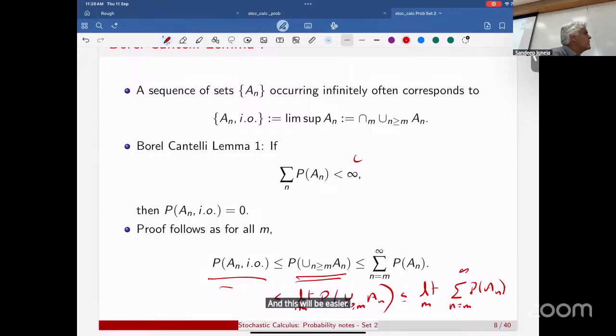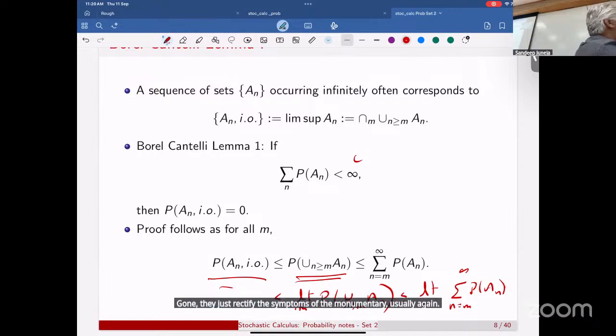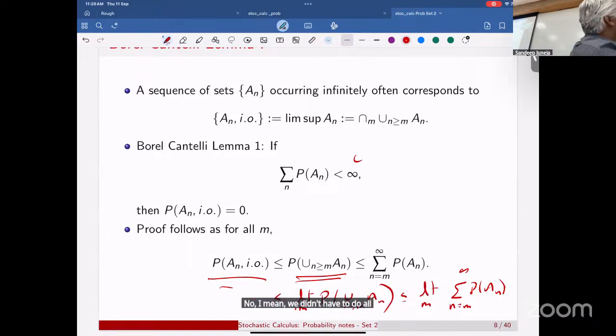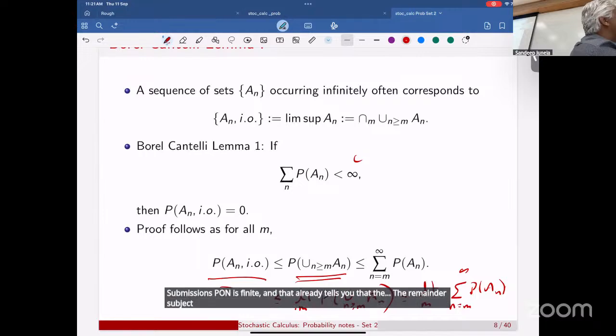That's all. The reason that the limits are simple is because we can't disjointify the sequence of A_i, we don't need to. We know the probability is subadditive, so you can say the union is less than or equal to the sum. We didn't have to do all this summation on the top. The summation of P of A_n is finite, and that already tells you that the tail sum goes to 0. That's enough.